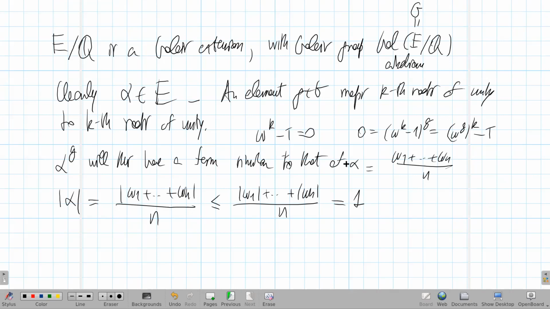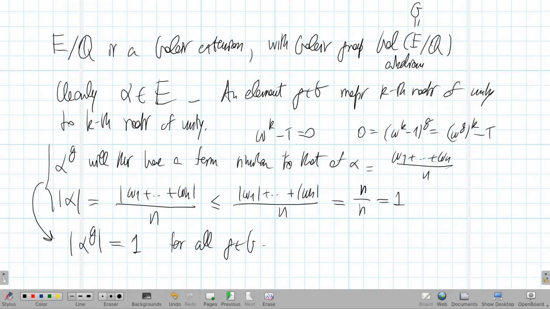Okay, so let's do the intermediate step, trivial as it is. On top you have n, on the bottom you have n, and so in the end this is 1. So alpha has absolute value at most 1, okay? And since the alpha to the G have the same form, if you put the two together, you obtain that alpha to the G equals 1 for all G in G. And remember that G is my shorthand for the Galois group of the extension in which you're working, okay?